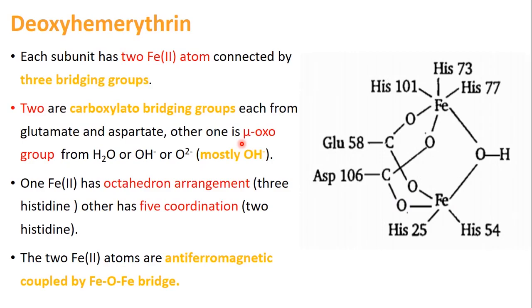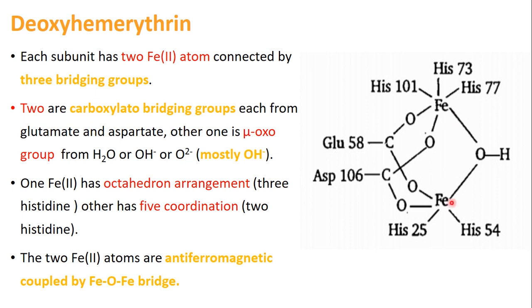Coming to deoxyhemerythrin, this is the structure of deoxyhemerythrin. As you can see, it contains 2 iron centers. The 2 irons are in their +2 oxidation state. Oxidation states are very important; these are asked in many exams. Oxidation states, what type of spin state they are in, and what is the arrangement around each metal, these are some of the familiar questions.